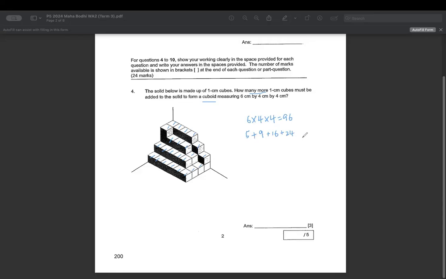So altogether, you add the 4 layers together: 5 plus 9 plus 16 plus 24. That will give us 54 1 cm cubes in this figure. Remember just now, to form the 6 by 4 by 4 cm cuboid, you need 96 in total. Currently, you only have 54. So how many more do you need? You just take 96 minus 54. The answer will be 42 more 1 cm cubes. Okay, so that's your answer. All right, so let's move on.